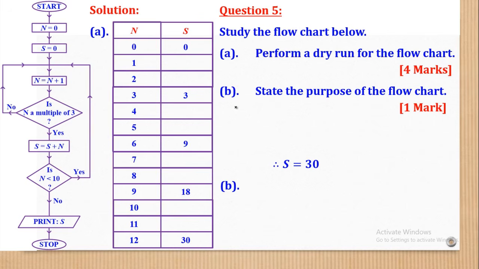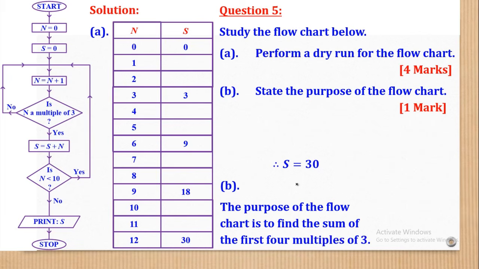That was part A. Now we shall go to part B, where they want you to state the purpose of the flow chart. So the purpose of the flowchart is to find the sum of the first four multiples of 3. So the sum of the first four multiples of 3 are, there is this, this, this, and this, which will give you 30.